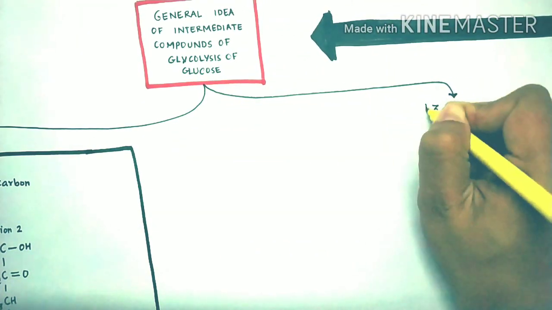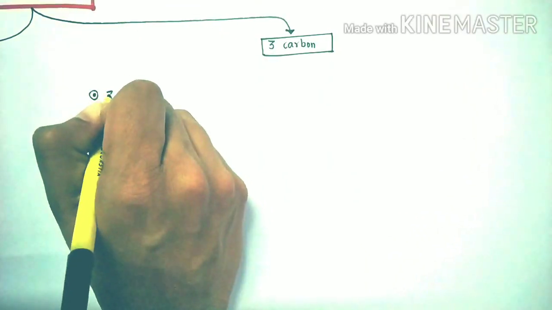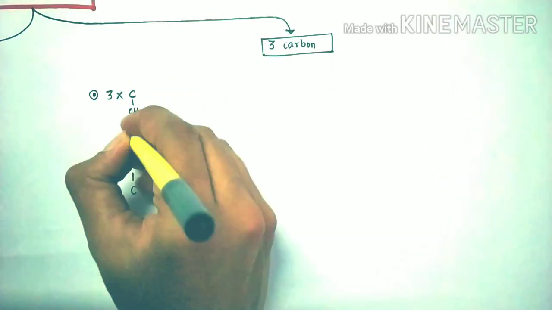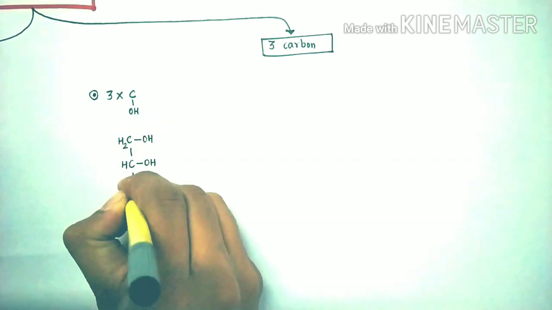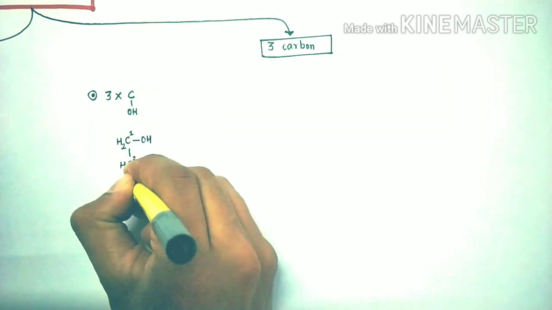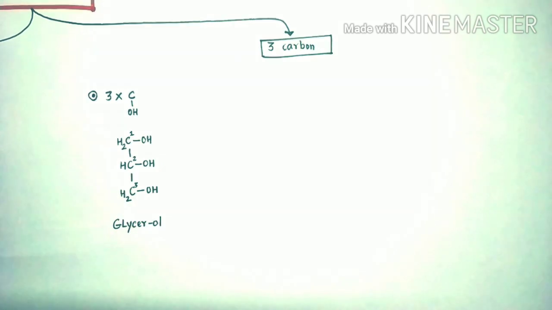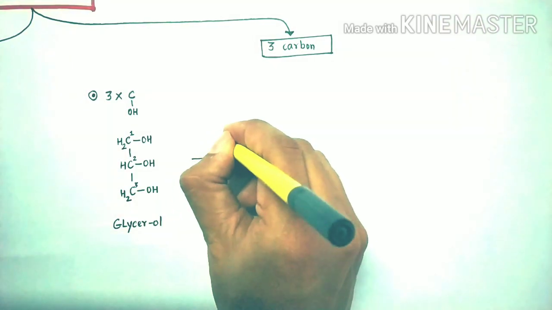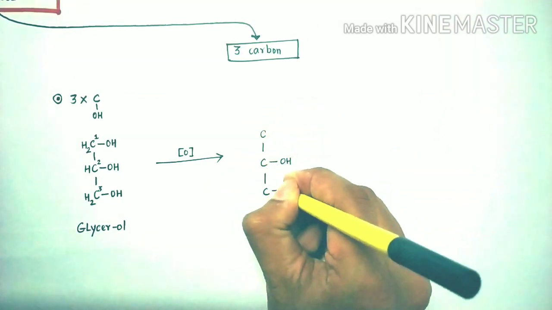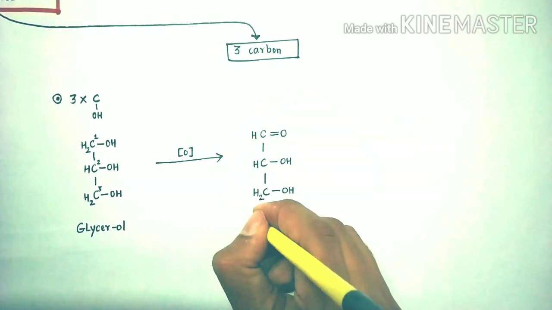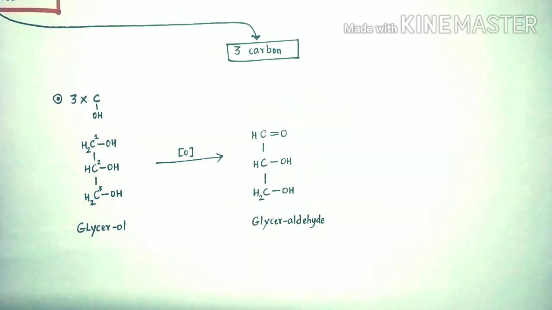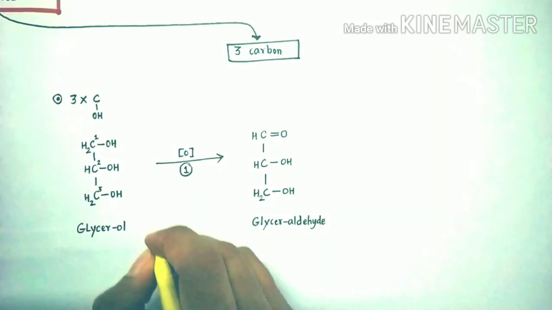Now let's move on to 3-carbon intermediates. We will take 3 COH units and combine them in a straight chain. This forms a very famous molecule, the glycerol. And our intermediates are derived from glycerol. Let's see how. Alcohols on oxidation give aldehydes or ketones. If we oxidize the carbon number 1 on glycerol, we will have an aldehyde. And this aldehyde formed from glycerol is called glyceraldehyde. And it is one of our intermediates.